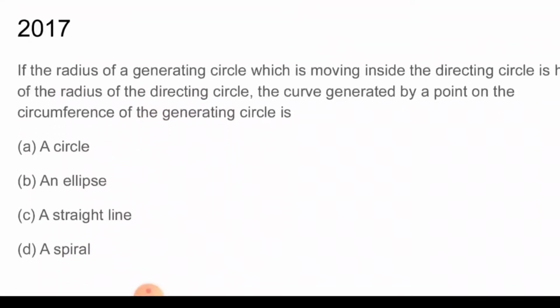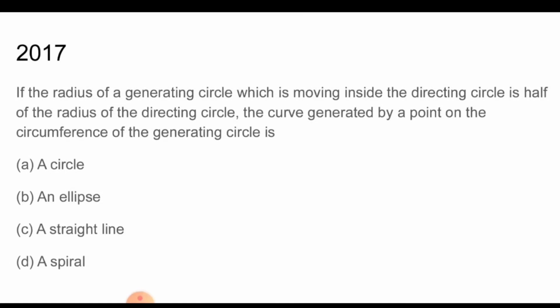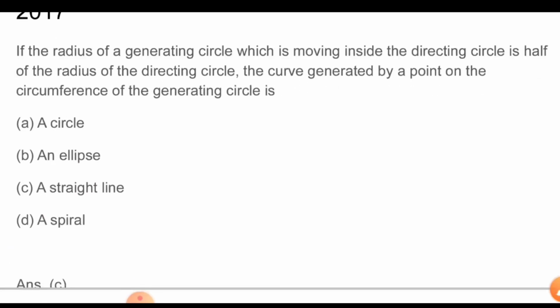Now the next question is, if the radius of the generating circle which is moving inside the directing circle is half of the radius of the directing circle, the curve generated by a point on the circumference of the generating circle is: first option a circle, second an ellipse, third a straight line, fourth a spiral. And the correct answer is a straight line. Now move to the next question.